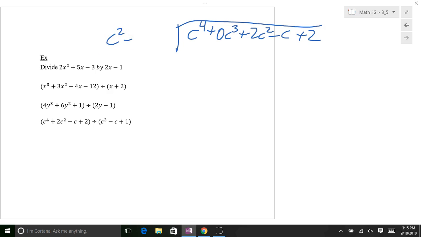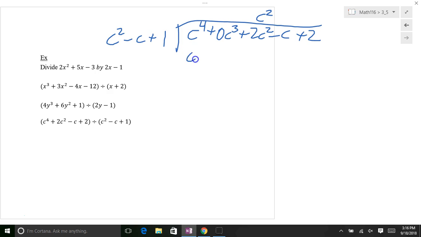Now my divisor has got 3 terms, so watch real closely here. We got c squared minus c plus 1. Alright, we're matching the c to the 4th. So we know that c squared times c squared will give us c to the 4th. Notice I put it over the same degree there, I put it over the 2c squared. It just helps me line it up so I know when I'm done here.